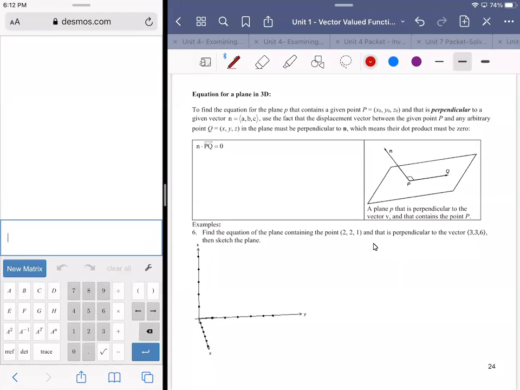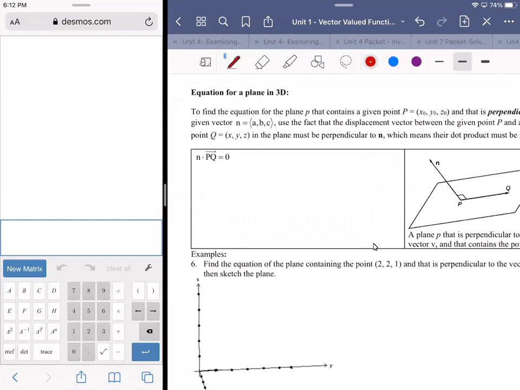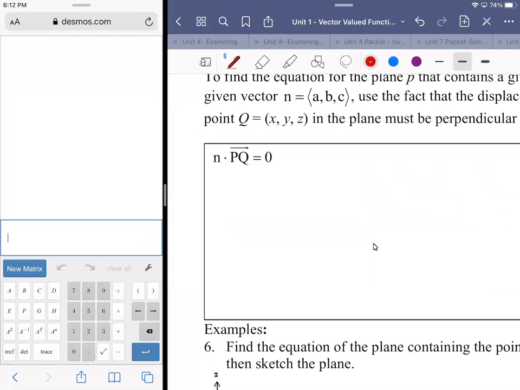All right. So we're going to use the fact that the displacement vector between the given point P and an arbitrary point Q in the plane must be perpendicular to N, which means that their dot product must be equal to 0. If two vectors are perpendicular or orthogonal, then their dot product has to be equal to 0. So we're letting N be equal to ABC. That was given.